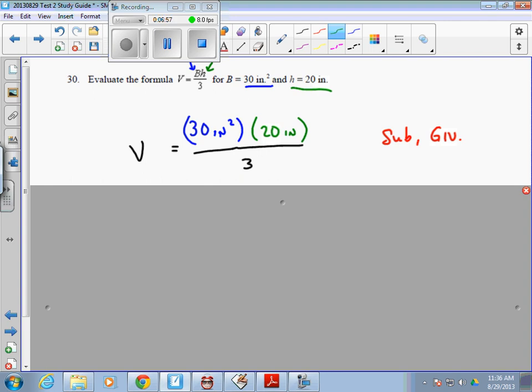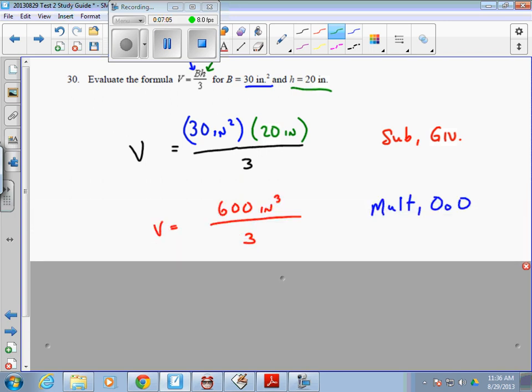That's our volume. So now we have 30 inches squared times 20 inches over 3. That's substituting in given values. Then you multiply the top of the fraction. 30 times 20 is 600. And inches squared times inches, that's actually to the first power, is inches to the third power.